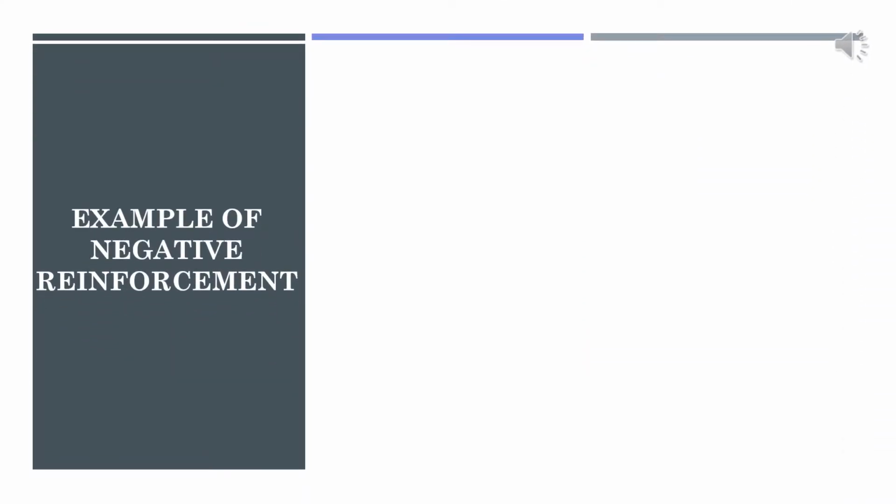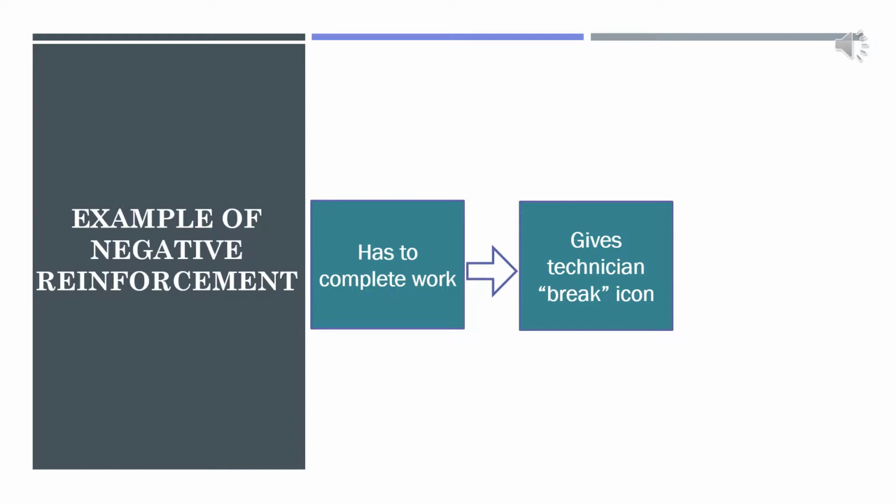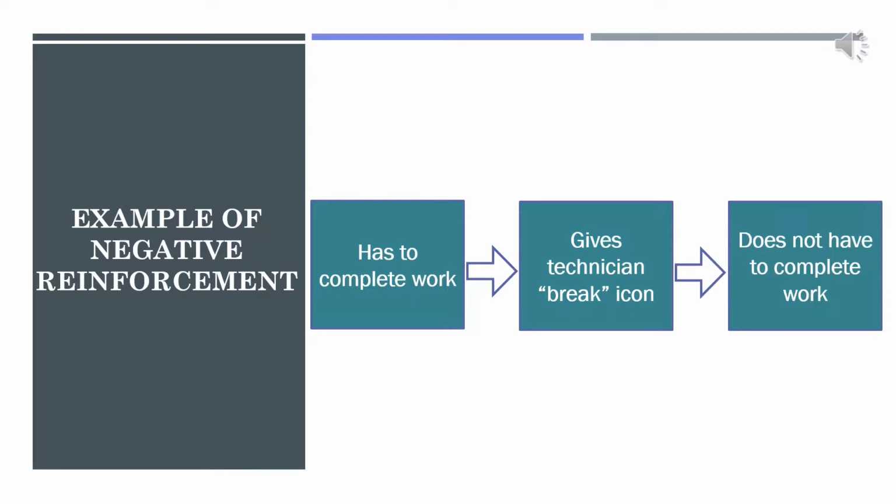The following is an example of a negative reinforcement contingency. The antecedent involves the client having to complete work. For example, if you are running DTT with a client and currently presenting several demands. The behavior is exchanging a break icon with their technician, and the consequence is that the client no longer has to complete work.